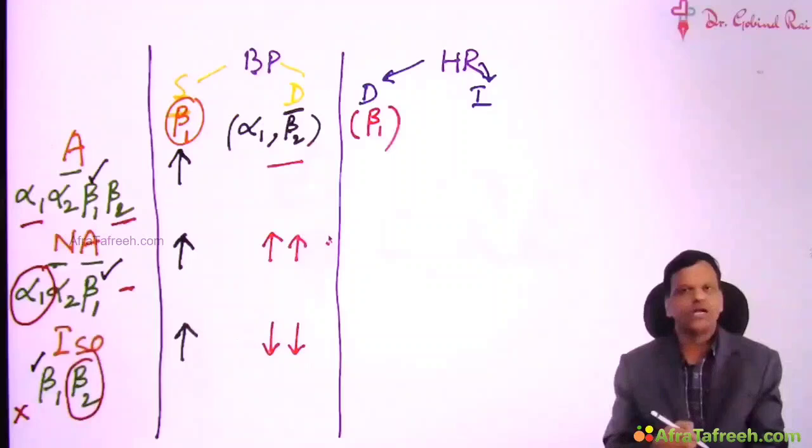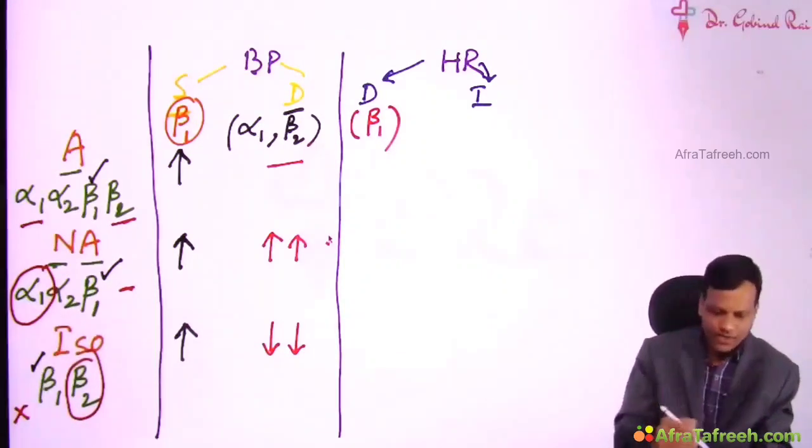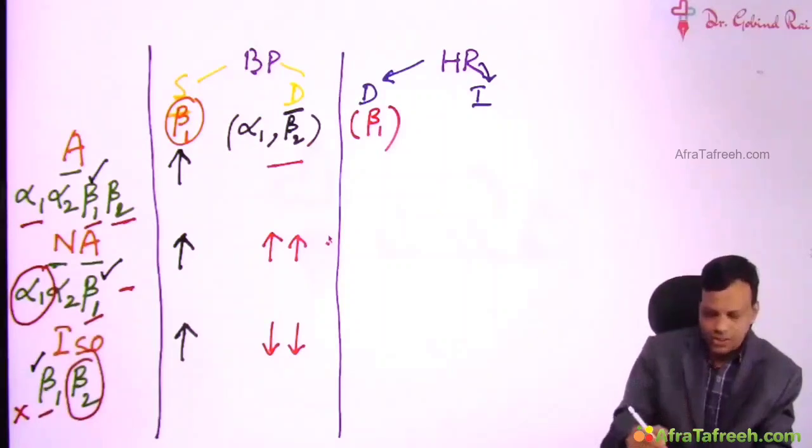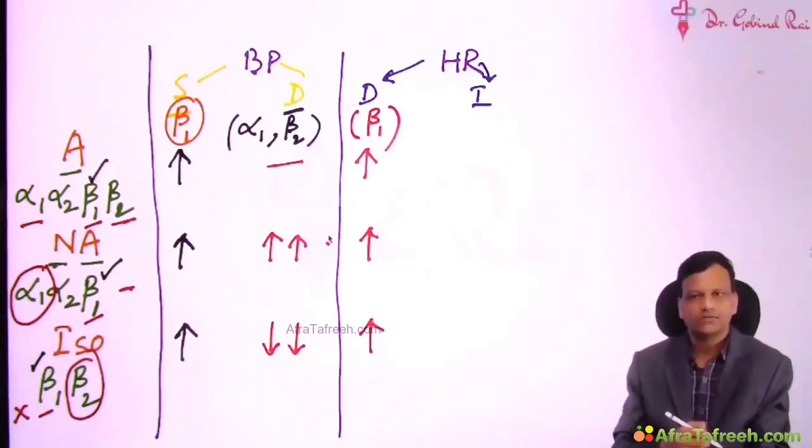So any drug which stimulates the beta 1 receptor will stimulate the heart and increase the heart rate. And we discussed already that all 3 drugs stimulate beta 1 receptors. So all 3 drugs will try to increase heart rate by direct action. All 3 drugs increase heart rate.